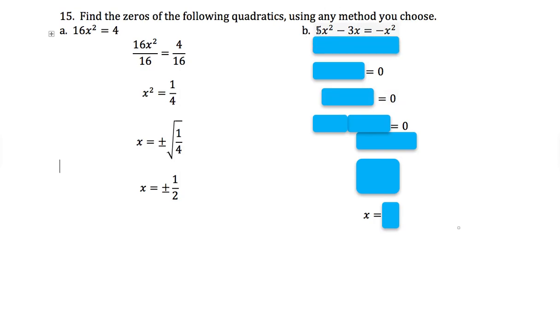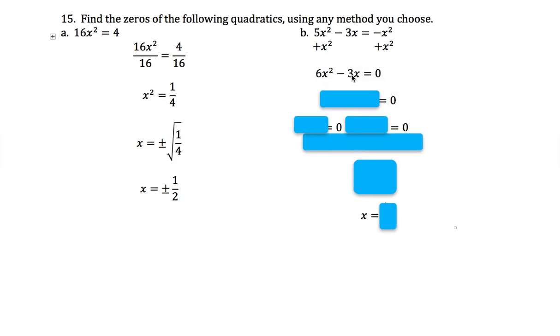And then over here for part B, again, notice we have this equation is not equal to 0, so I need to move this negative x squared over. So I'm going to do the opposite. I'm going to add x squared to both sides, and then we would have 6x squared minus 3x is equal to 0. With this one, the easiest thing would be to find our greatest common factor. Both of these terms can be divided by 3. They can also be divided by x. So my greatest common factor would be 3x.